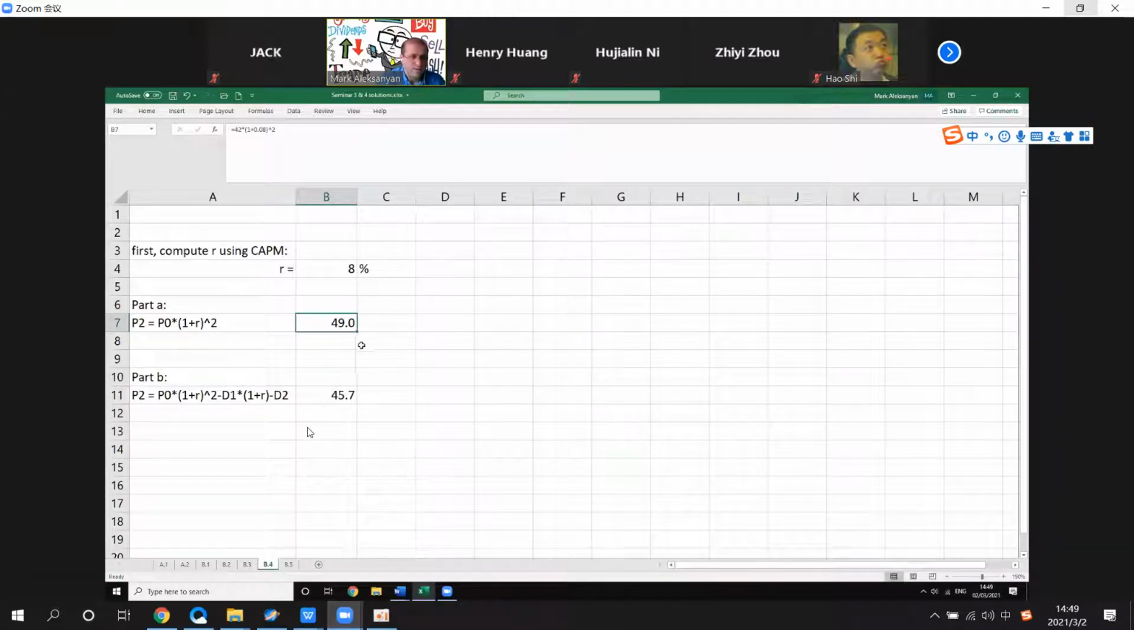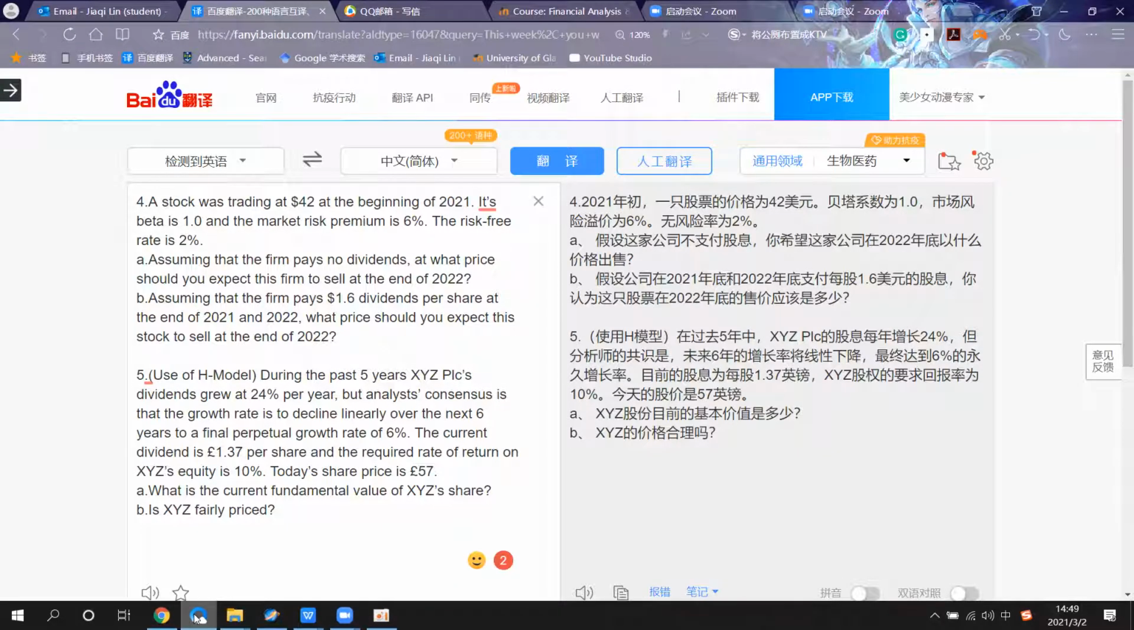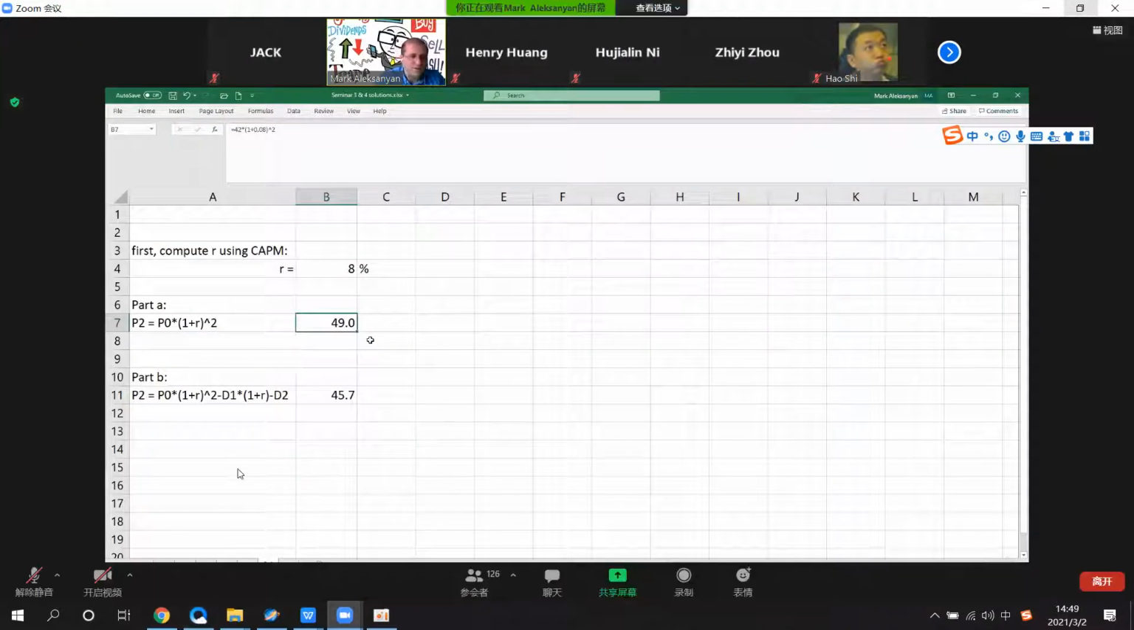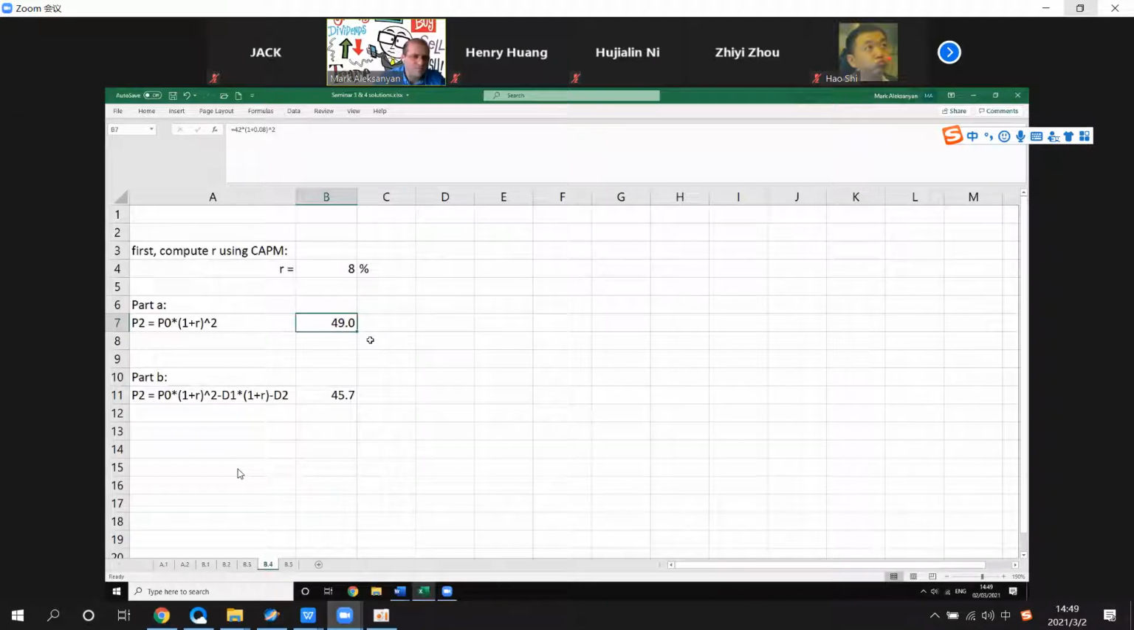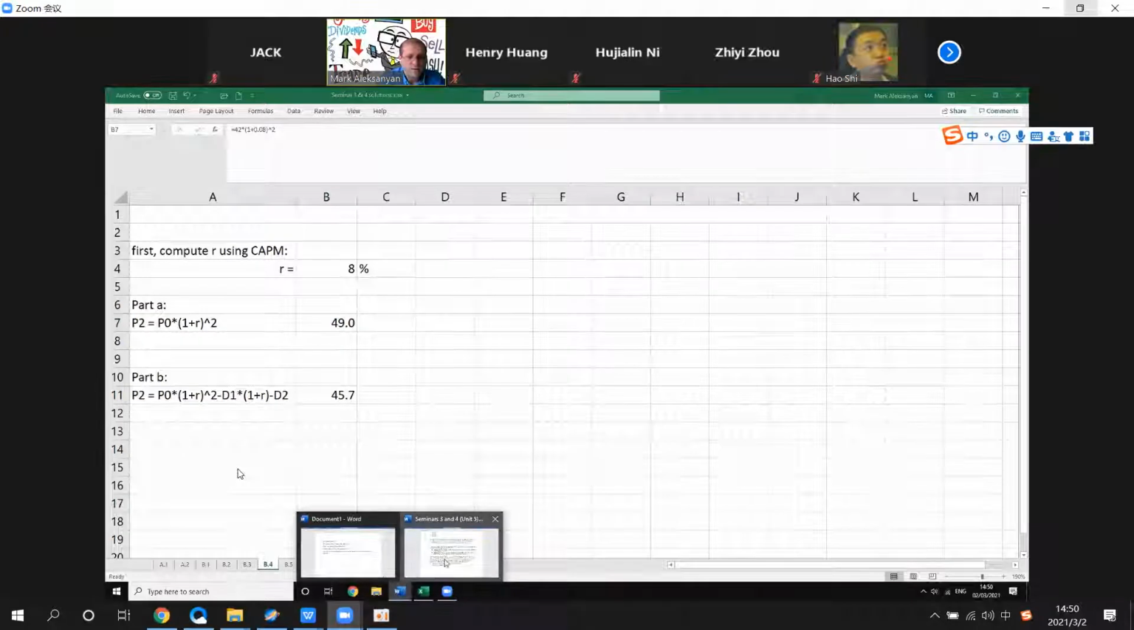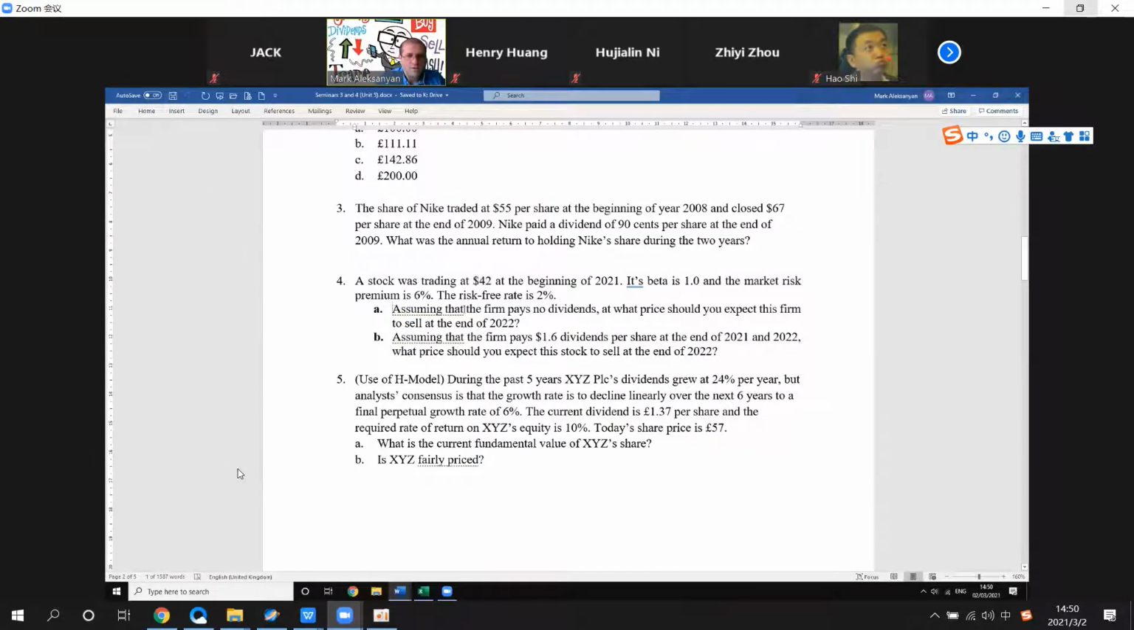And that gives us 49. So 49 should be our company's intrinsic value or fair value, or whatever is the word, 2 years from now. Or you could alternatively state the present value of 49 at 8% as of today is 42. So that's how we answer part A of this question.